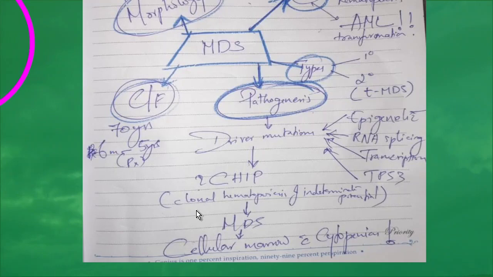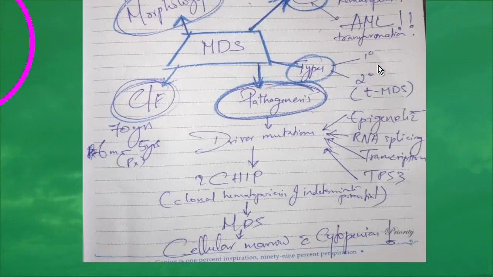The issue in MDS is not the number of cells. If you see the bone marrow, actually it will be cellular, a lot of cells will be there, but the problem is whatever cells are produced are ineffective, they're not good. So they are destroyed in the bone marrow itself. So there is peripheral blood cytopenia. It's a weird condition where the marrow is cellular and peripheral blood shows no cells.